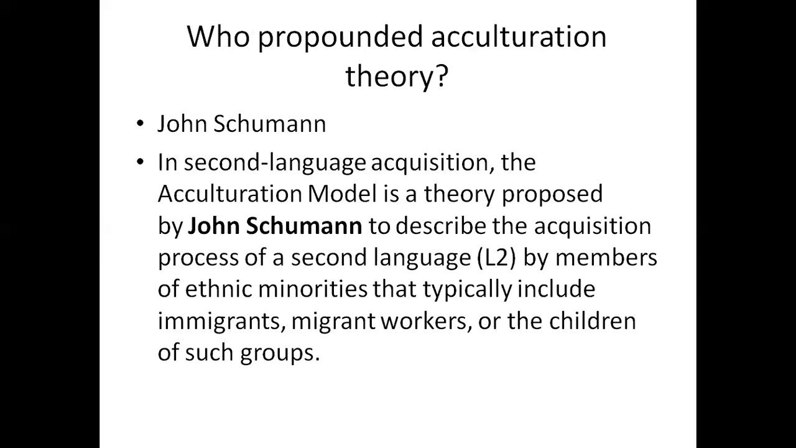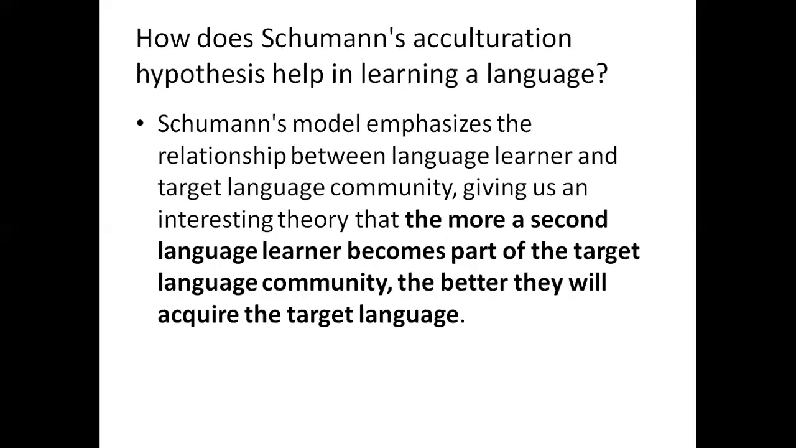Acquisition process of second language learning by members of ethnic minorities typically includes immigrants, migrant workers, or their children. Schumann's model emphasizes the relationship between the language learner and the target language community, giving us an interesting theory. Observing this coexistence of immigrants and natives, John Schumann proposed that the more a second language learner becomes part of the target language community, the better they will acquire the target language.